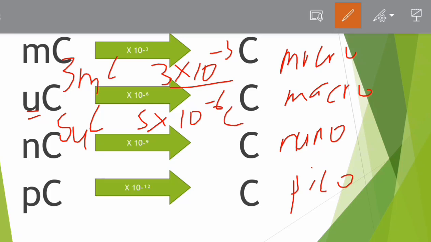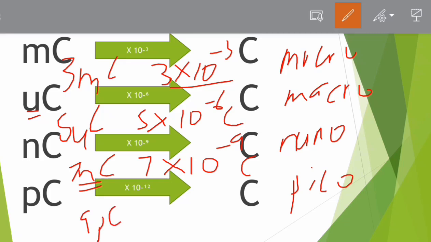And then this one, let's say you are given 7 nanocoulomb. So that means you have 7 multiplied by 10 to the power of negative 9. So you simply replace the nano here by times 10 to the power of negative 9. So this will be in coulombs. And then let's say you are given 9 picocoulomb. So this one will be 9 times 10 to the power of negative 12.